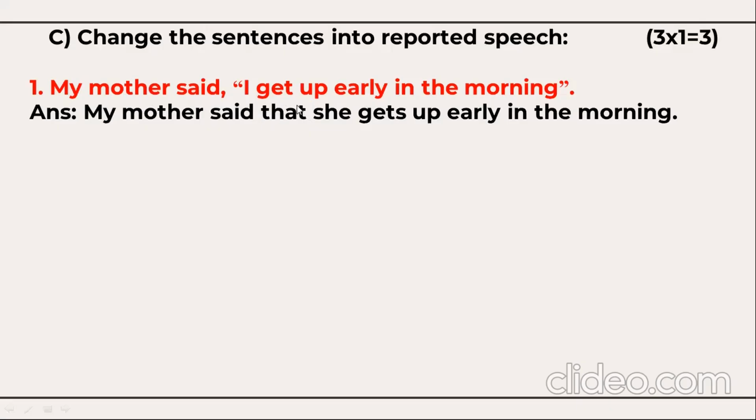Now we cannot write here "got up early in the morning" because it's a daily routine. A daily routine cannot be changed into the past tense. So we'll copy the same. She gets up instead of she get up. She gets up because of subject-verb agreement. She gets up early in the morning.